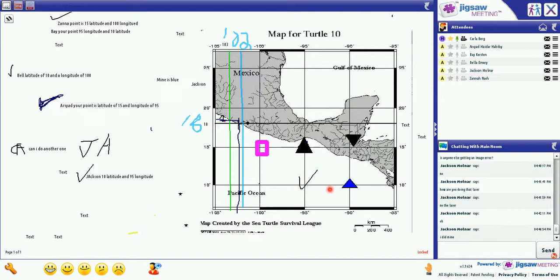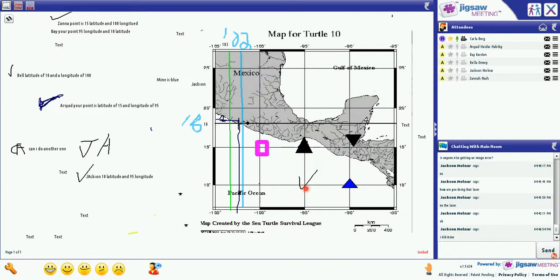Bella has a latitude of 10 and a longitude of 100. Her point is right there. Good job. Arsiad has a latitude of 15 and a longitude of 95. He is this black triangle. Good job. Jackson has a latitude of 10 and a longitude of 95 down here.